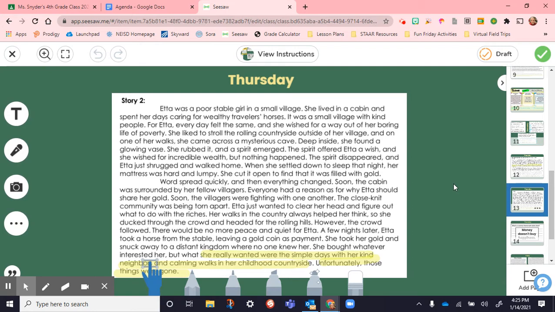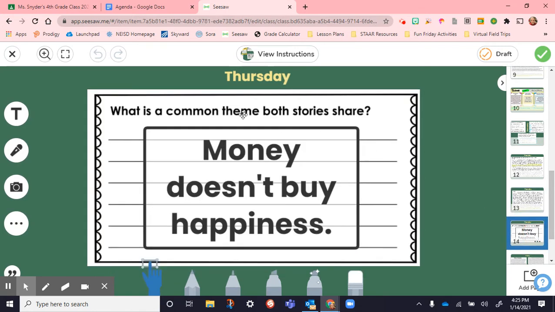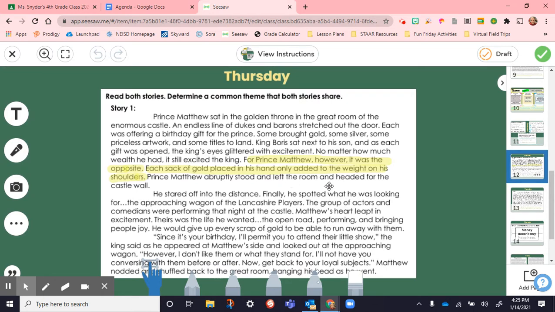So we talked about how we came up with a common theme that money doesn't buy happiness. And so here, Prince Matthew has all of this money, all of these riches and treasures and things like that. But this evidence right here, it's talking about how the king is getting all excited with all this gold and everything. But it says for Prince Matthew, however, it was the opposite. Each sack of gold placed in his hand only added to the weight on his shoulders. So it really didn't make him happy like the king expected it to for him.